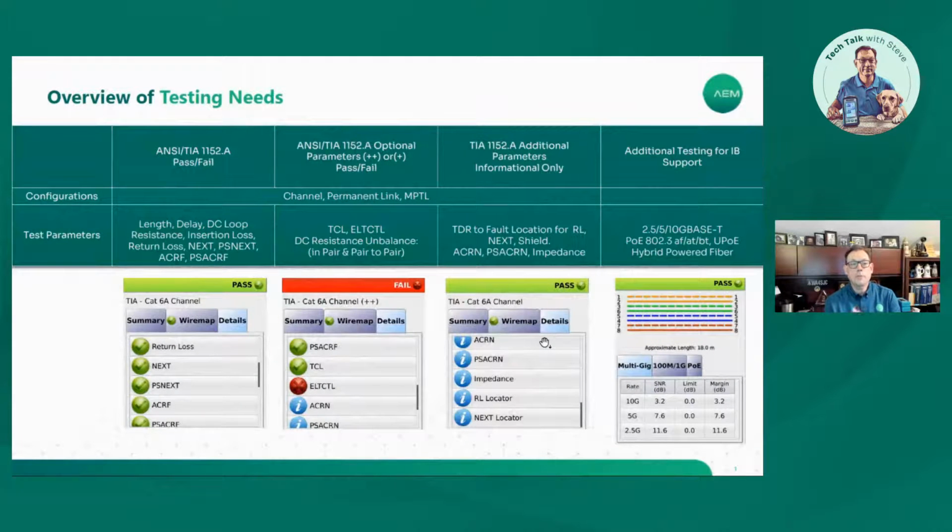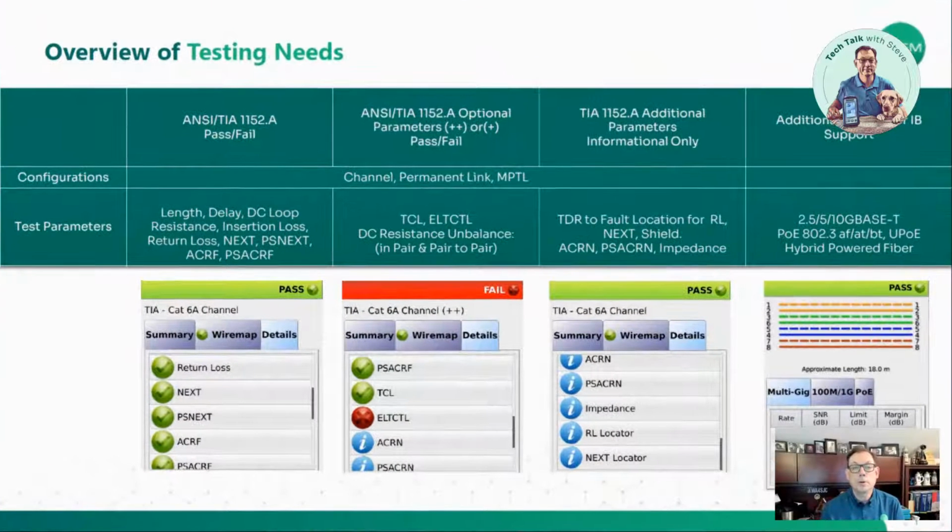So the conventional testing needs that we think about when we're dealing with our commercial building cabling infrastructure fall under this first column here. Your typical parameters when you're certifying: length, delay, your DC loop resistance, which is the resistance, round trip on that pair, insertion loss, return loss, crosstalk, all these parameters. We're used to seeing these when we're talking about certification.